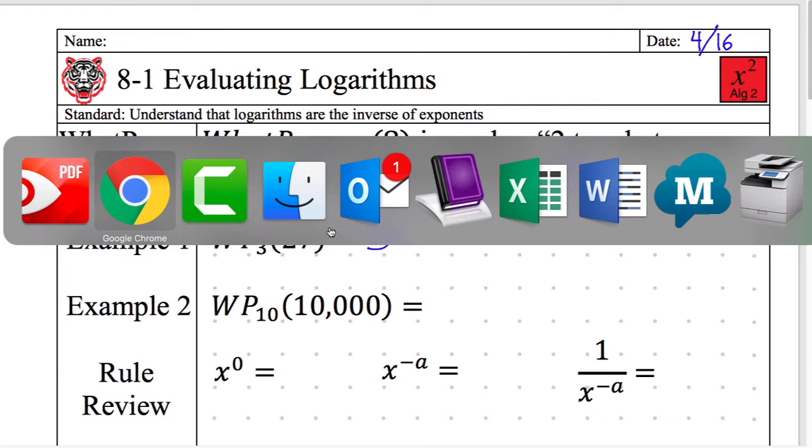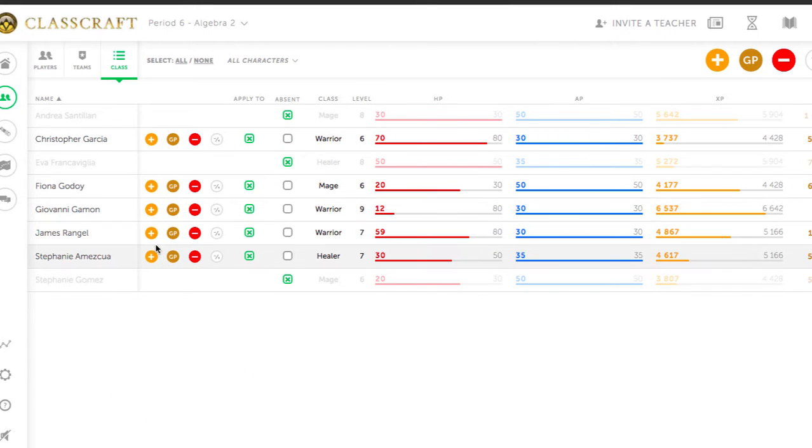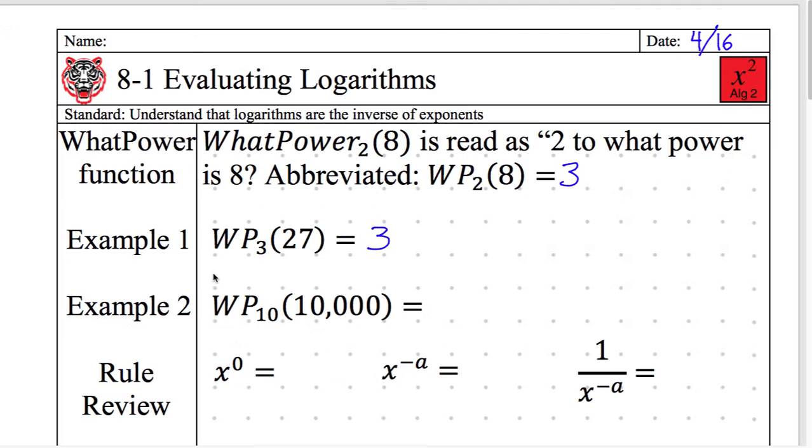All right, so thank you, Teflon. Next one. Who can read it? Who can answer it? Go for it, James. Read it. 10 to what power is 10,000? Yeah, there it is. 10 to what power is 10,000?